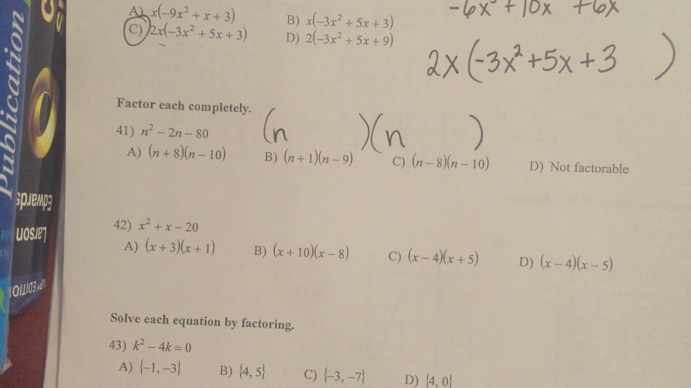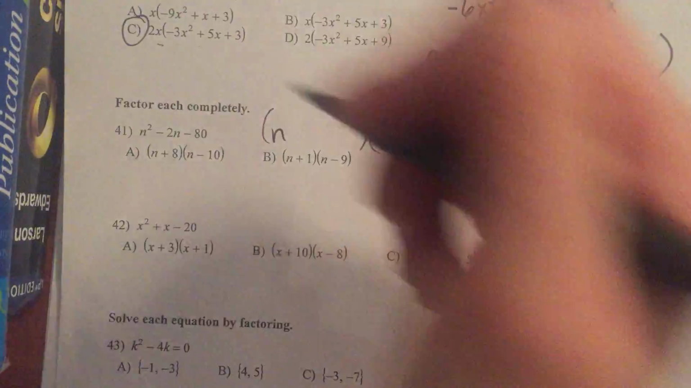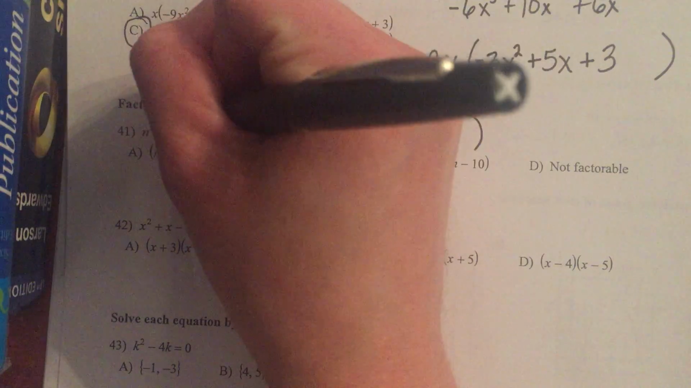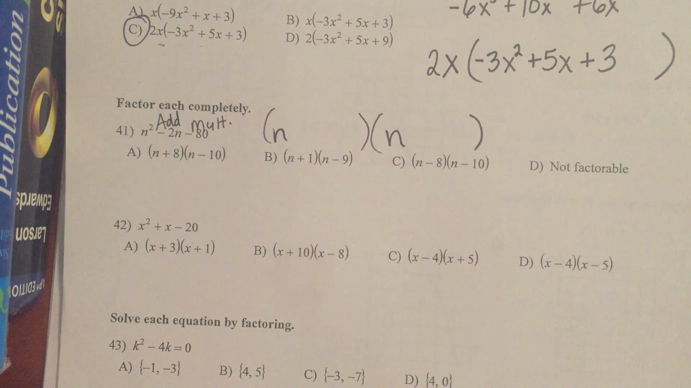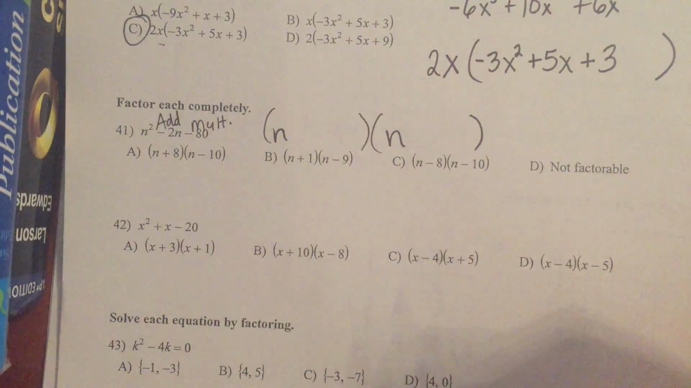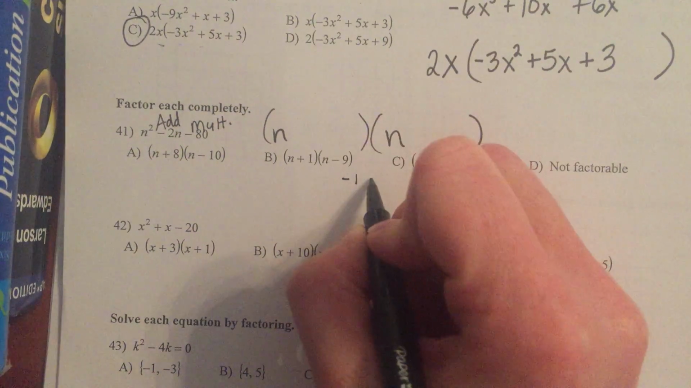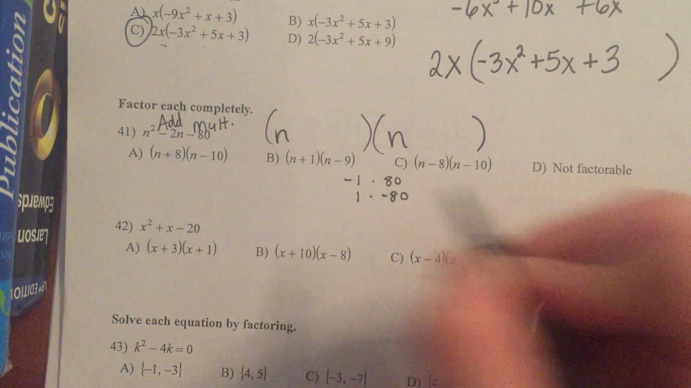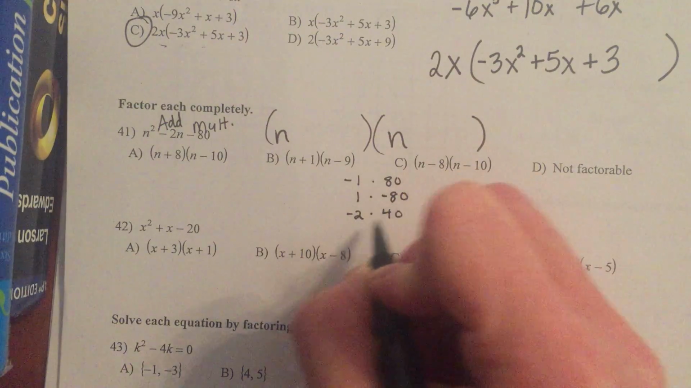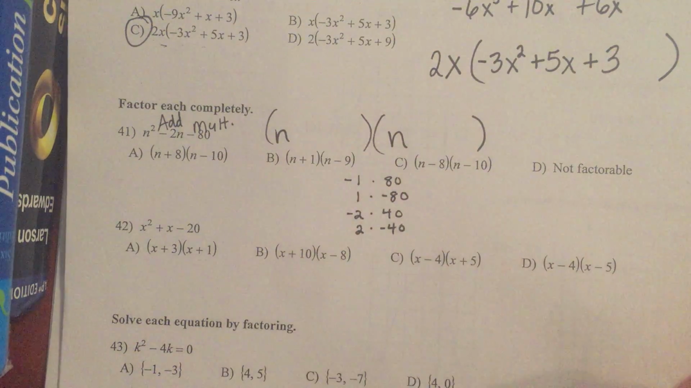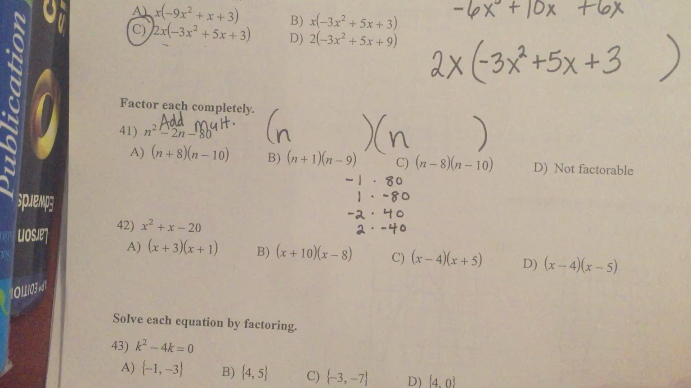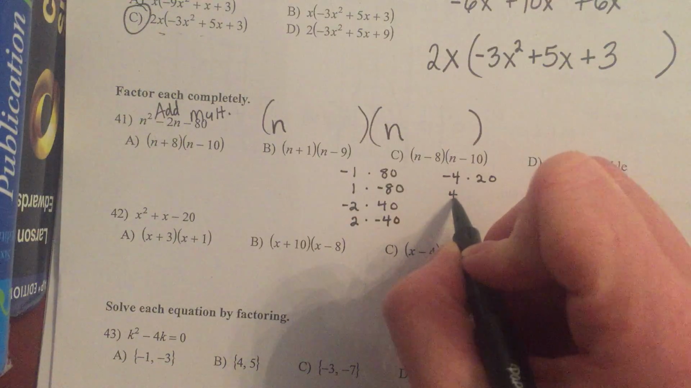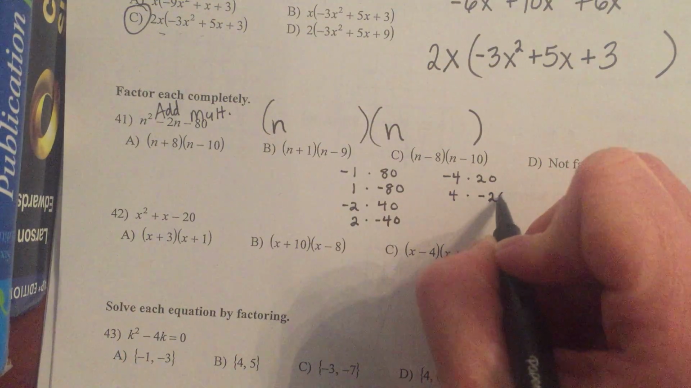And then if you remember back to factoring, we're always looking for two numbers that will multiply to be what's on the end and will add to be what's in the middle. So we're going to make a list of possible combinations there. So things that multiply to be -80. There's -1 times 80, +1 times -80, -2 times 40, 2 times -40. 3 doesn't go into 80, but 4 does. So there's -4 times 20, +4 times -20.